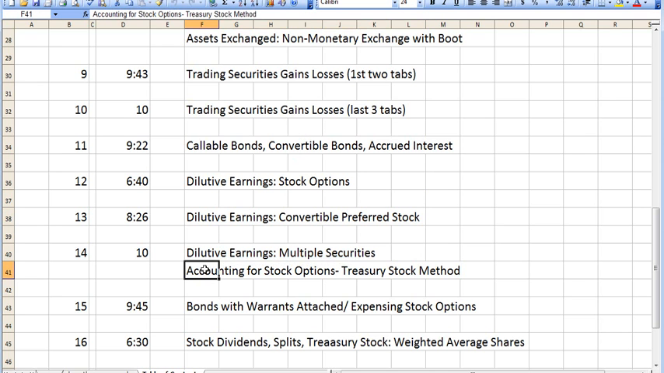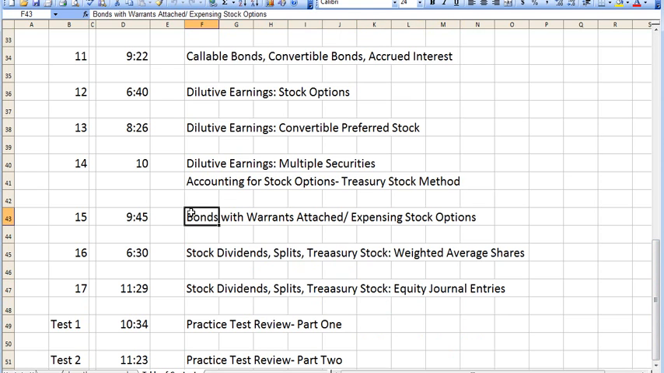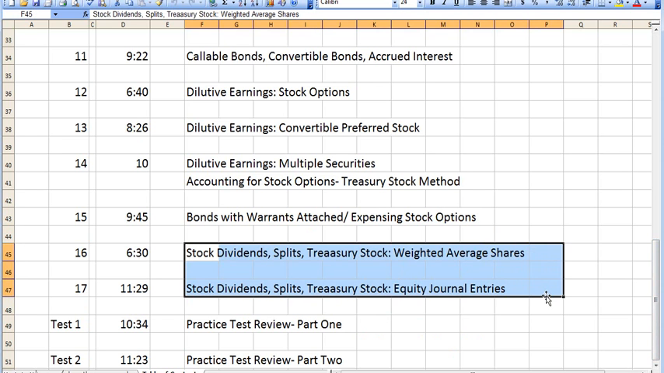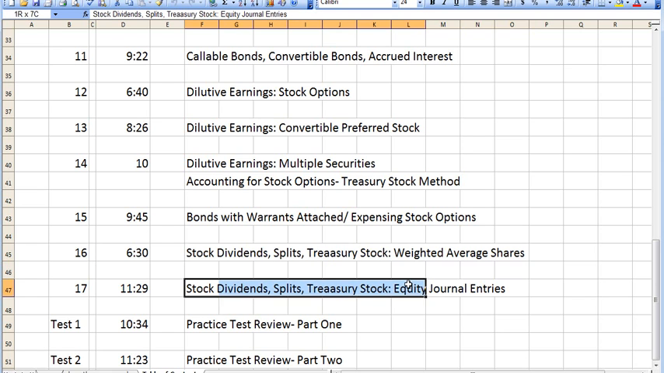We talk about accounting for the expense of stock options for the issuer, the treasury stock method. Bonds with warrants attached, a little more on that. Detail on expensing stock options and journal entries. We do 2 videos on calculating weighted average shares, again for the earnings per share calculation.